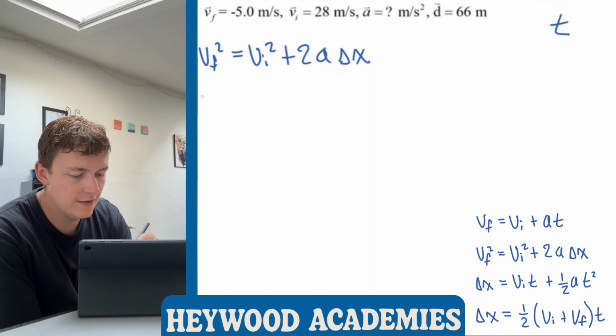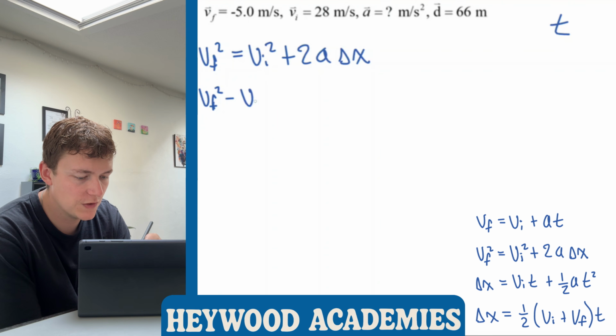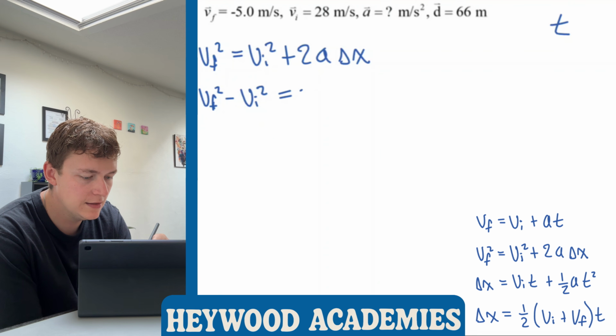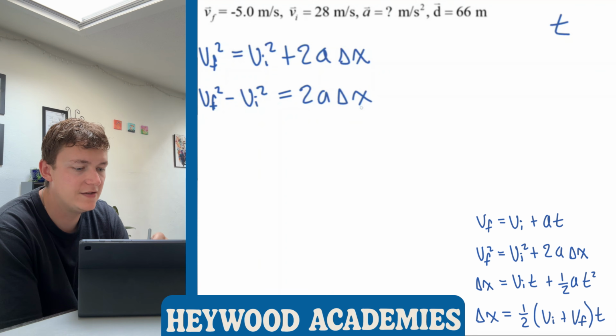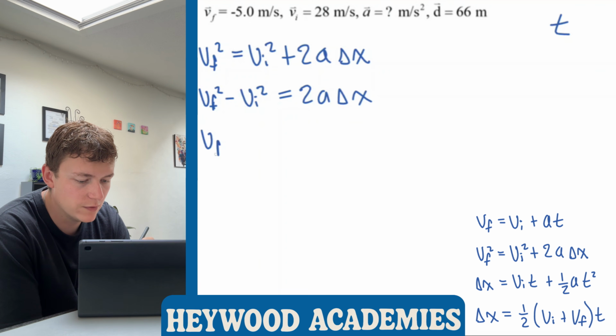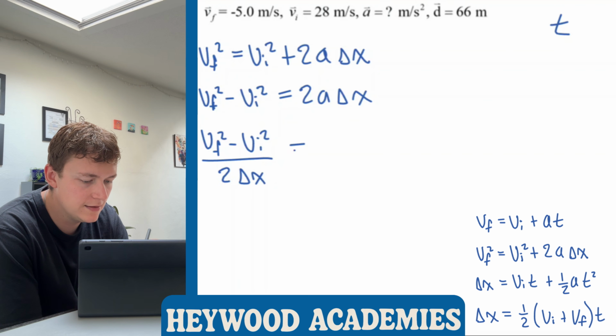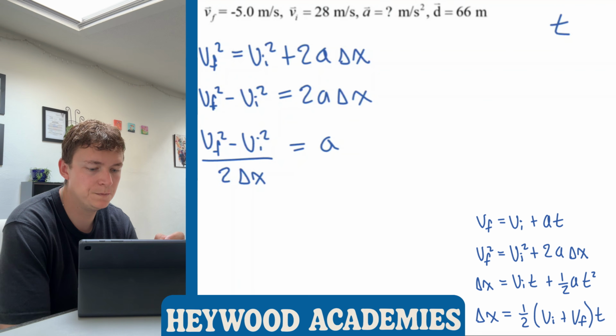Now we want to bring the initial velocity over to the other side. So that's going to be minus initial velocity. And then to get the a by itself, we've got to divide by 2 delta x. So that will look like this when we bring this over. Divided by 2 delta x, and that's equal to our acceleration.